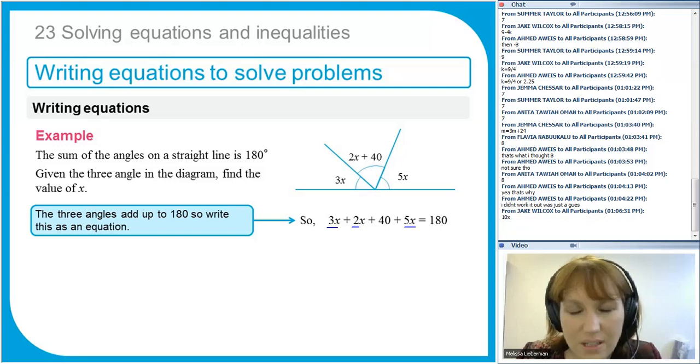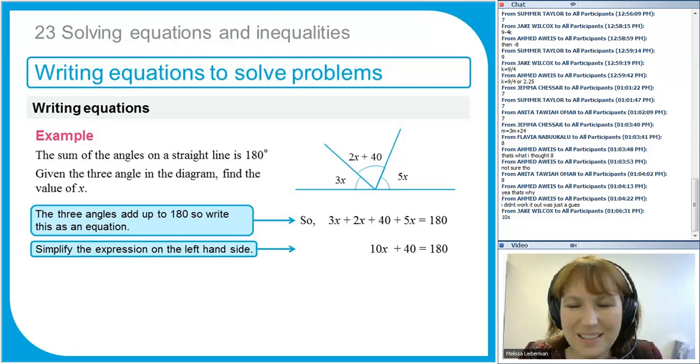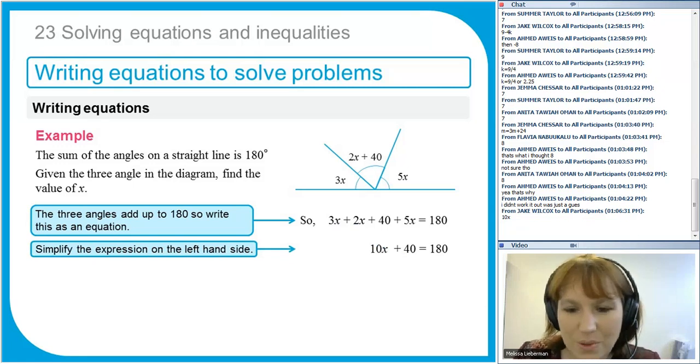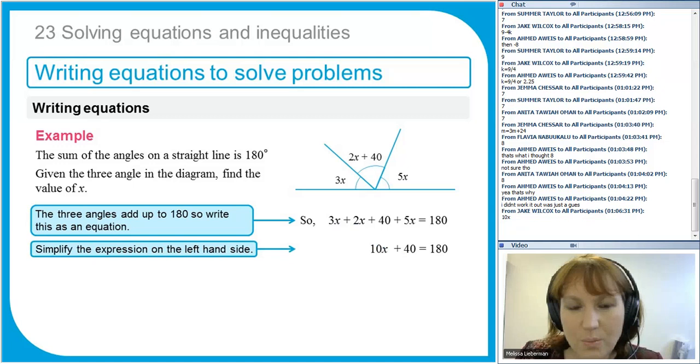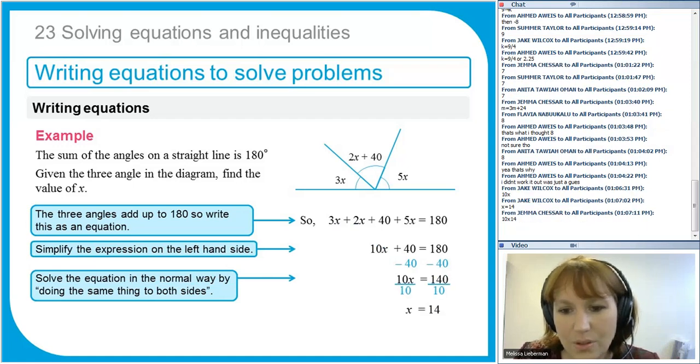So let's do that first. Let's not do too many things at once. We could subtract 40 from the other side, but let's just do it step by step. So collecting together all of the x's, we've got 10x plus 40 equals 180. Next step, we want x on its own, so we're going to subtract 40 from both sides. So if we subtract 40 from both sides, 180 take away 40 is 140. So we've got 10x equals 140. Jake, brilliant. And then divide both sides by 10 to get x on its own. So x is equal to 14.